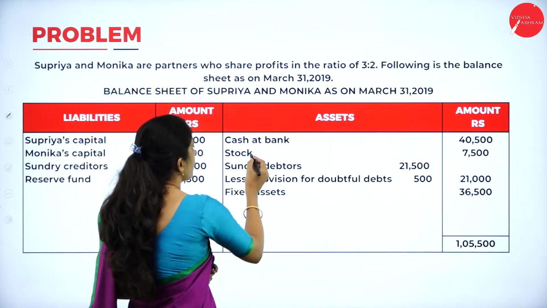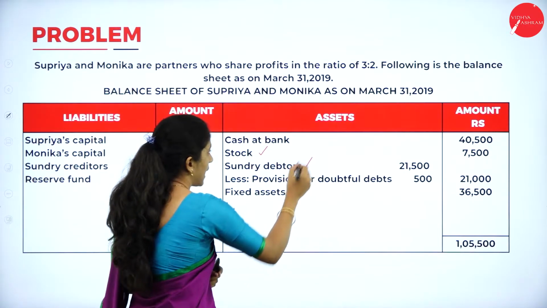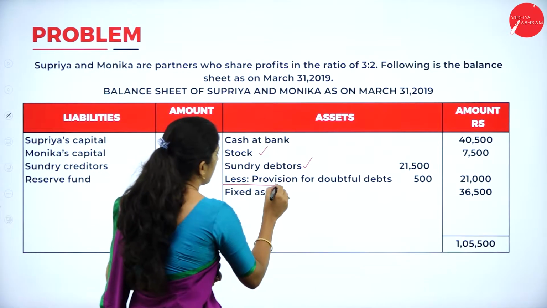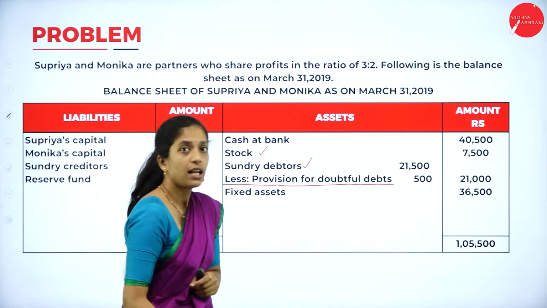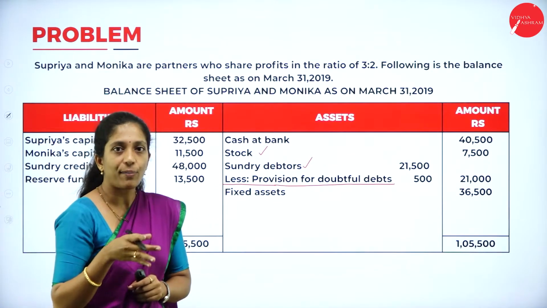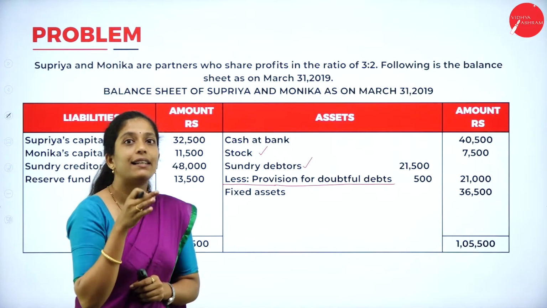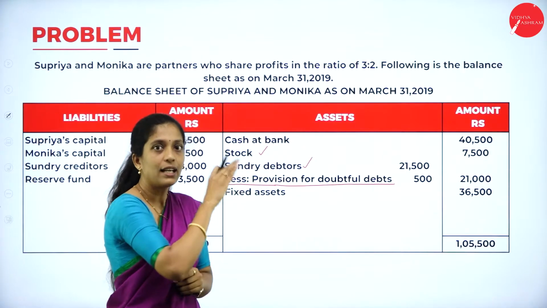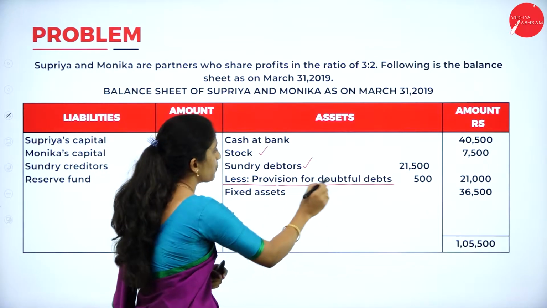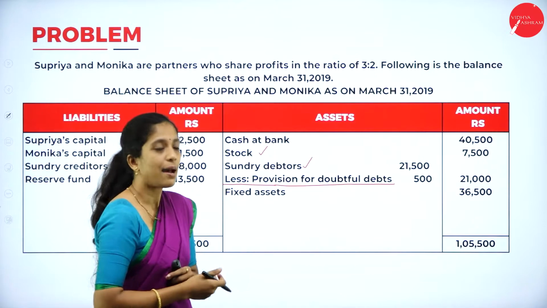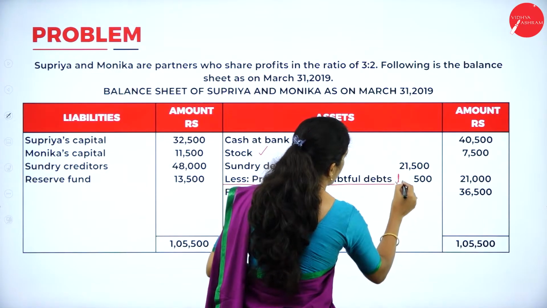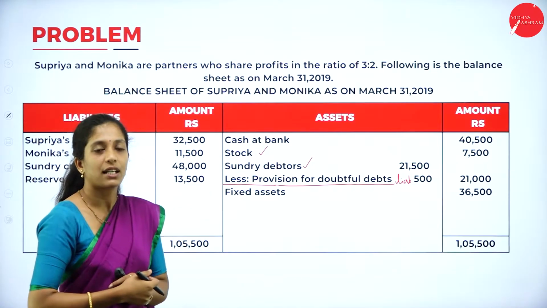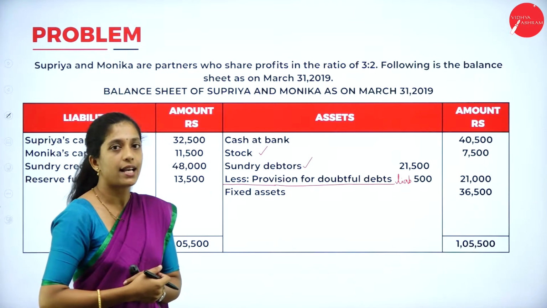Now whether we have to take cash at bank? No. Next, stock. We have to take sundry debtors, but there is a provision. So what is this provision? That is less provision for doubtful debts. Whatever is deducted from debtors is treated as a liability. So while recording the assets in the debit side, immediately we shall record this provision for doubtful debts in the liability side. It's nothing but outsiders' liability which has to be taken in our realization account.